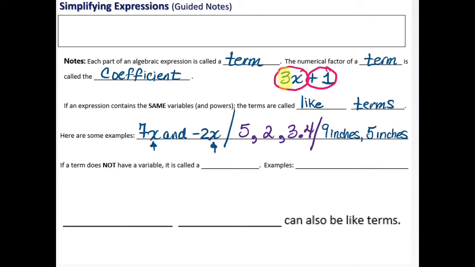Now next, if a term does not have a variable, it's what we call a constant. Constants don't have a letter attached to them. They could just be basic numbers, like 1 is a constant. They could be fractions too, like 1/3, or decimals, 2.5. Those are constants. As soon as you attach a variable to it, like if I write 8n, well, that's not a constant. That would not fall in that category.